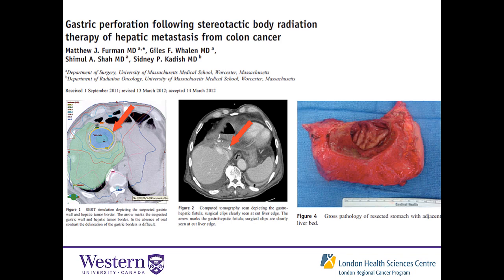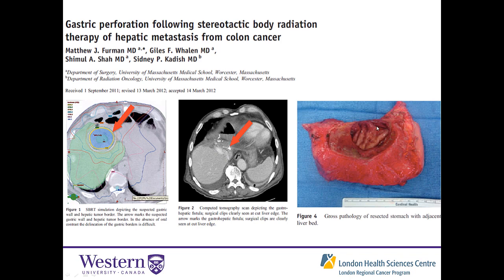I'm going to show you one example of that here in this case report called Gastric Perforation Following Stereotactic Body Radiation of Hepatic Metastasis from Colon Cancer. You can see here on the left that the authors treated a liver lesion with stereotactic radiation, but they didn't contour the stomach. Not contouring the stomach led the algorithm to dump dose into the stomach, which caused a gastric perforation, and you can see that here on the CT.